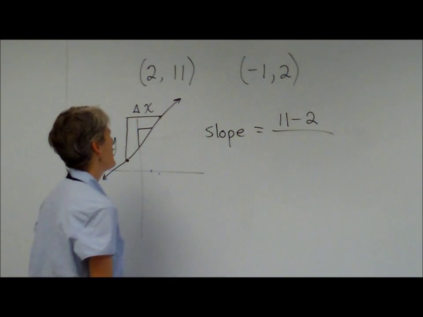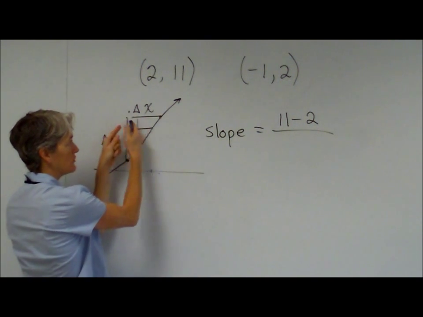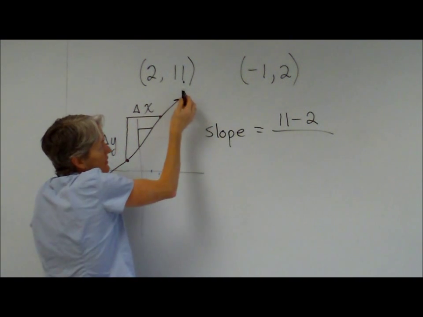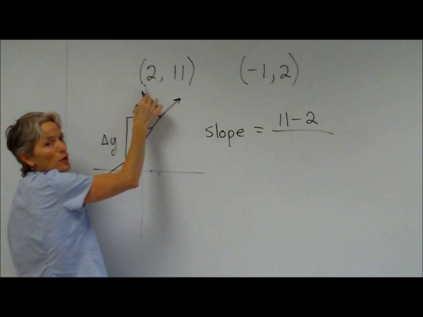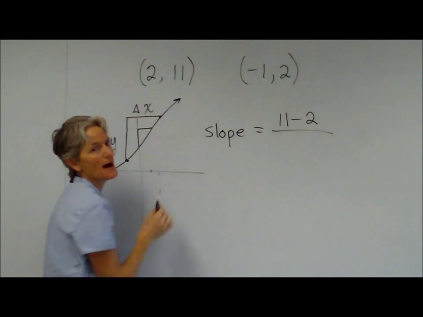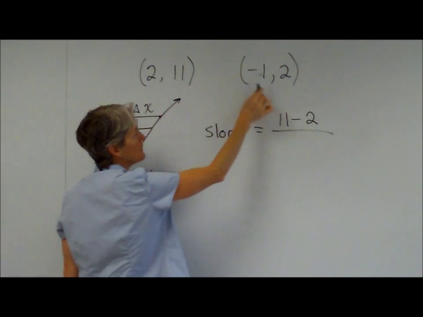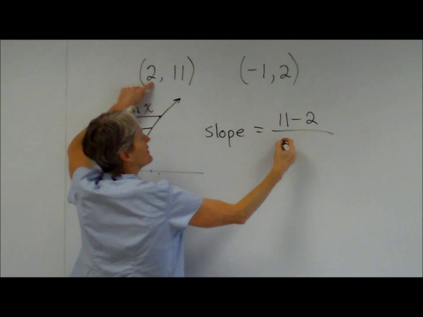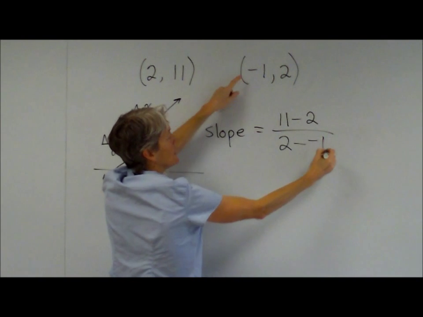Okay. Now I want to find the change in the x's. How my x's have changed. Now, order does matter here. Since I decided to go 11 minus 2, I'm going to have to do the same order that I chose. Okay, so since I did 11 minus 2, now I have to do this x minus this x. Oh, this is going to be a little sneaky. 2 minus a negative 1.